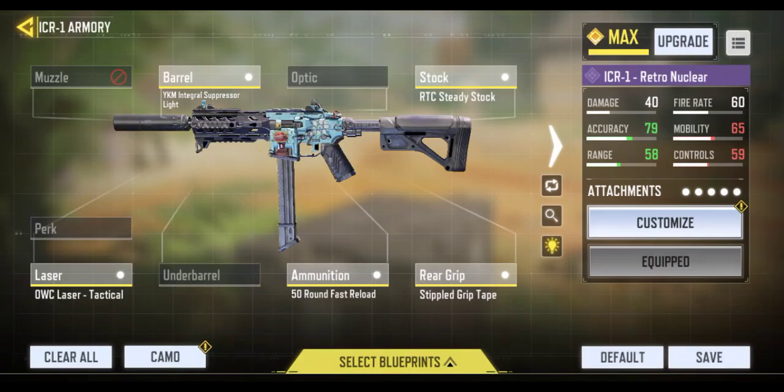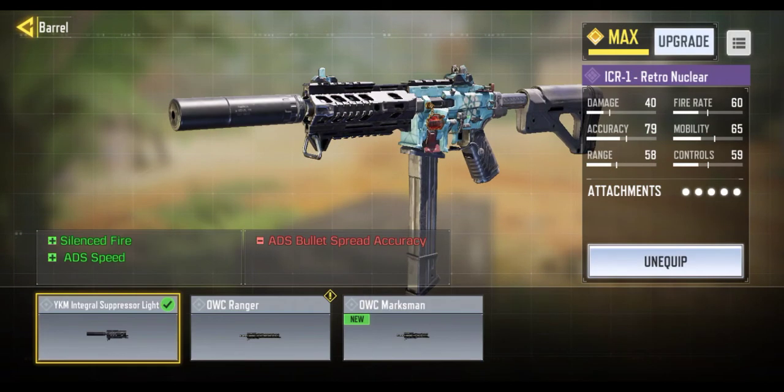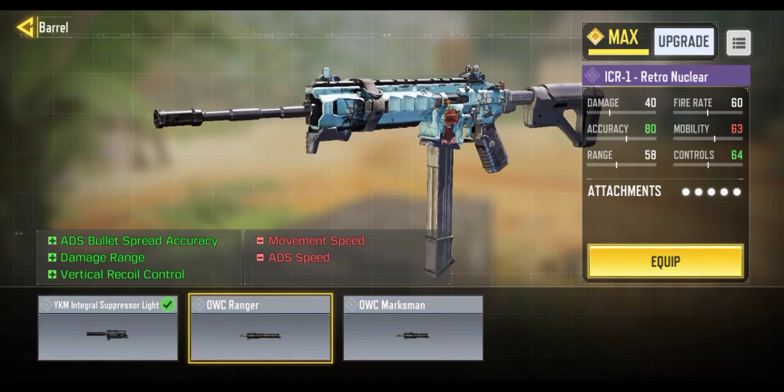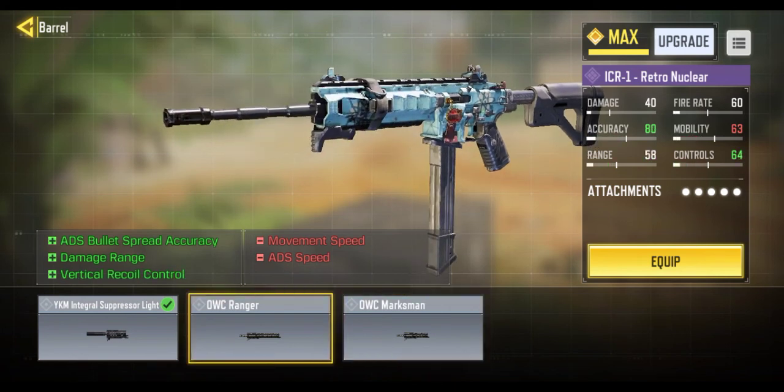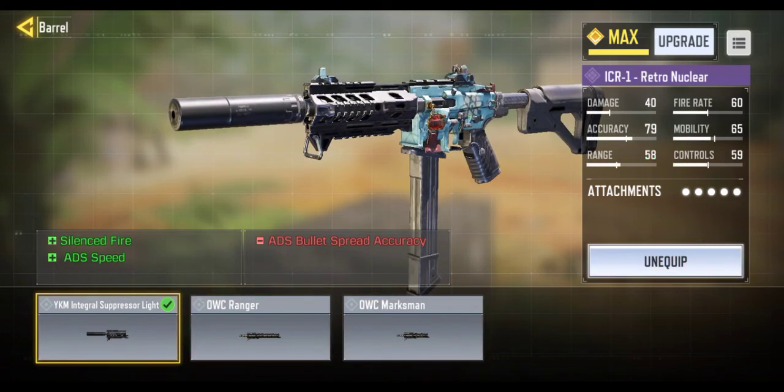Be very careful: no muzzle here. That is very bad for those players who camp a lot. Barrel C. I can also take this or this, but I have taken this because I have high accuracy. I have to be silent, because if I am not silent, then the enemy can spot my location. So the YKM integral suppressor light is the first attachment.